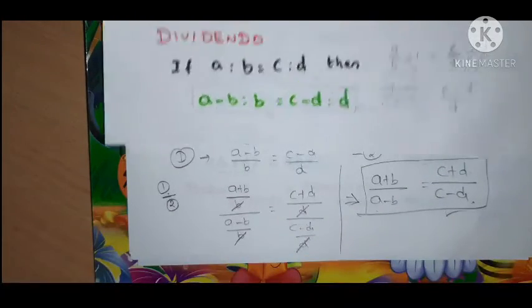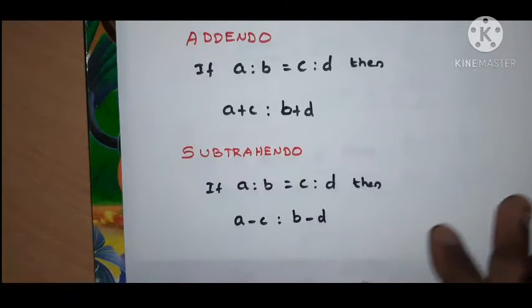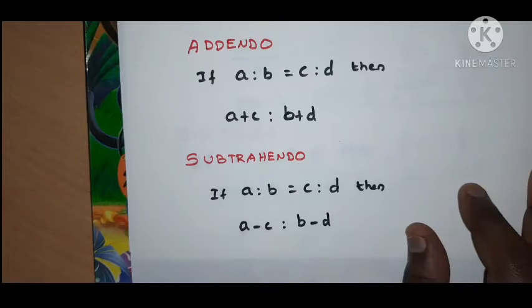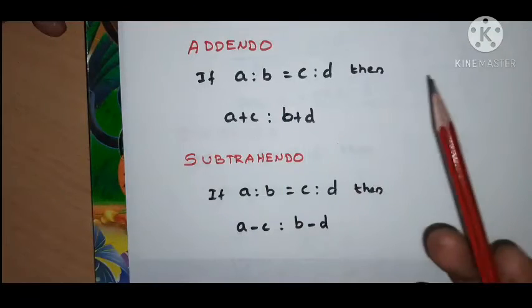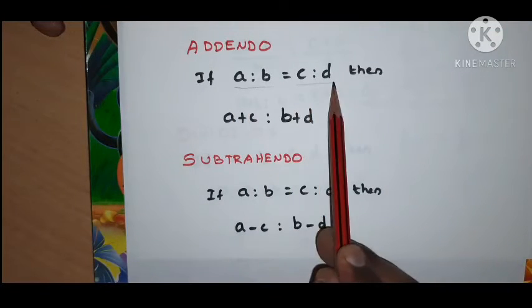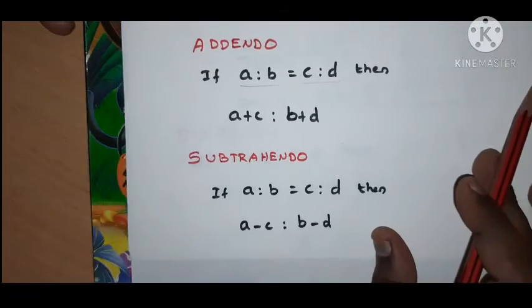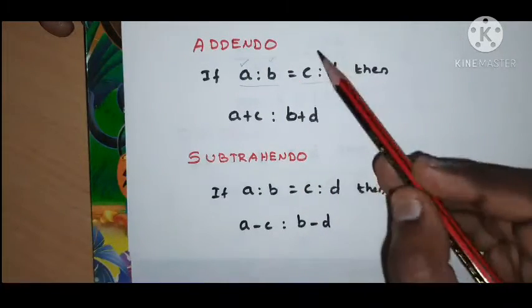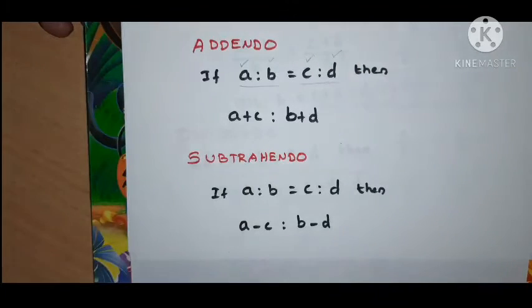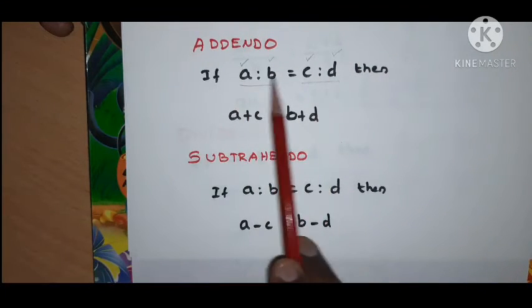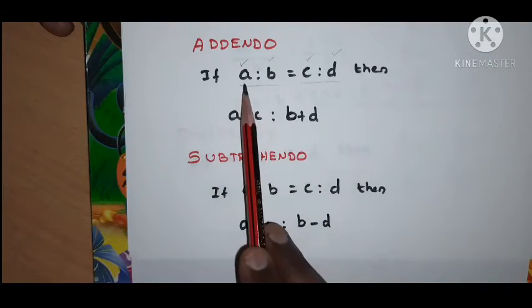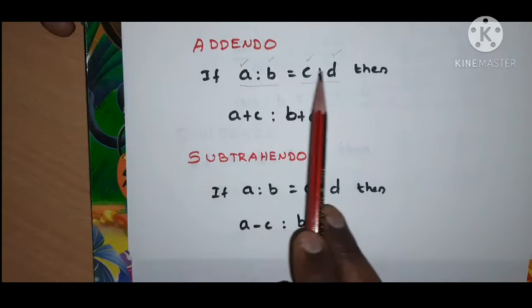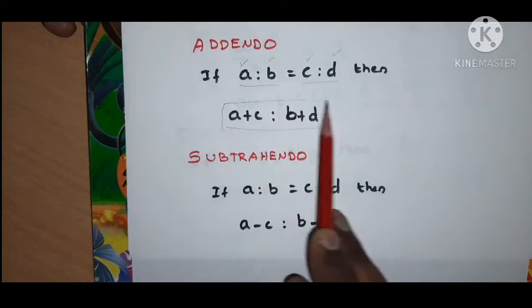Now the other property we are calling as Addendo and Subtrahendo property. So Addendo property. What do you mean by Addendo property? Look, we have 2 ratios and 4 terms obviously. So a is to b is one ratio and c is to d is the other ratio. In this we know about the antecedent and consequent. Here a is the antecedent and b is the consequent. So Addendo property explains that if we have these 2 ratios in proportion, then the sum of antecedents of these 2 ratios is to the sum of consequents of these 2 ratios. This is what Addendo explains.